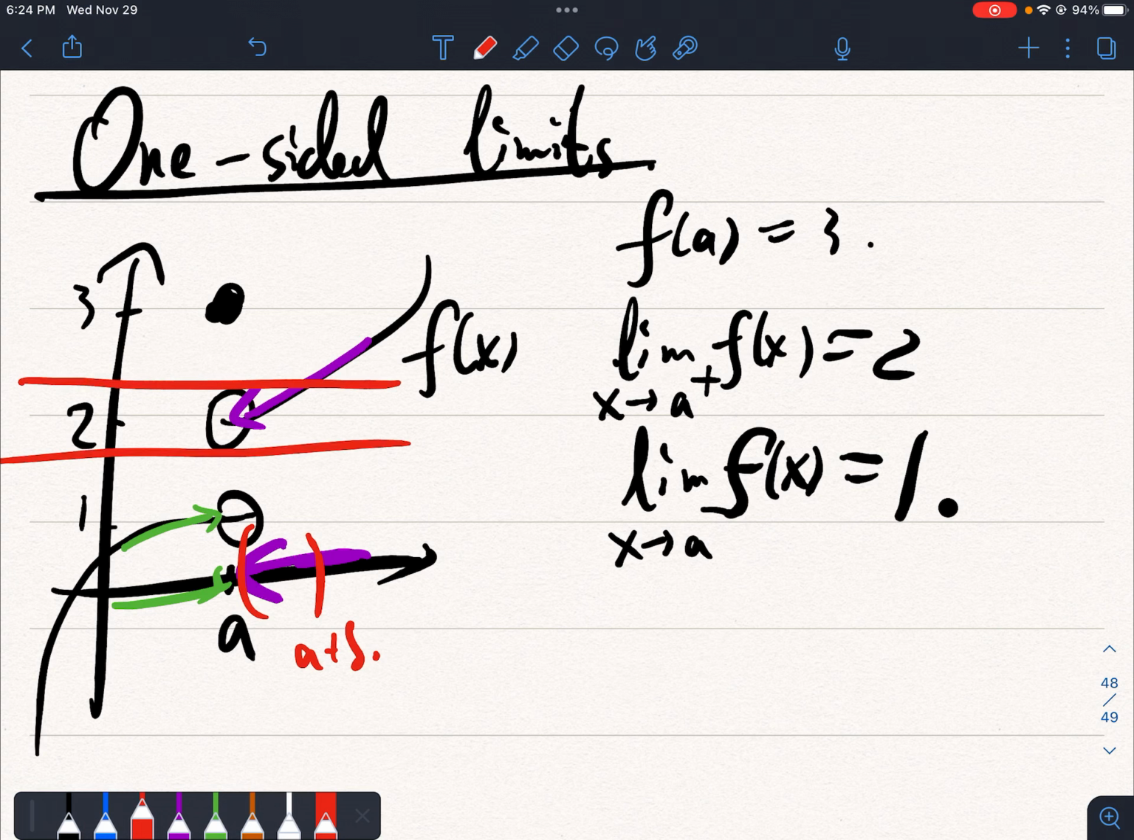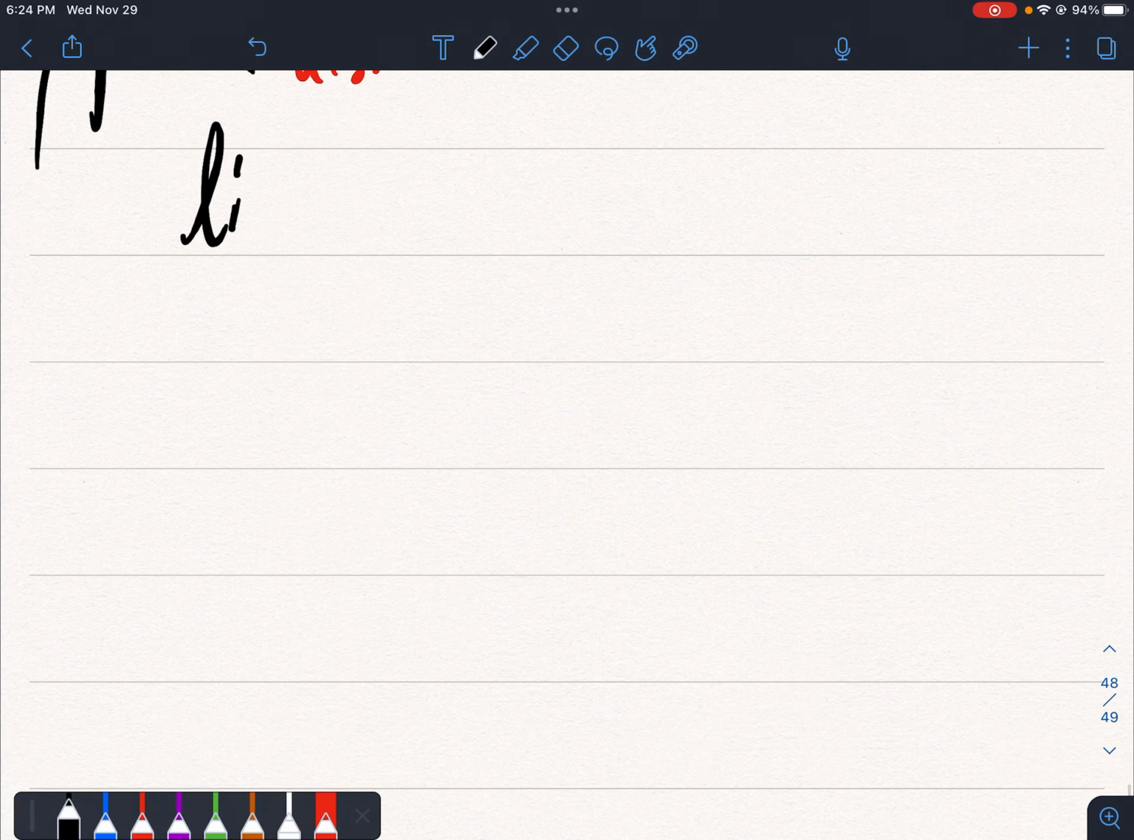So for example, when we define the right limit is equal to 2, then for every epsilon bigger than 0, we can find some delta bigger than 0, such that for all x on the right part of this deleted neighborhood, so we only look at the right of a, which is from a to a plus delta, we want this to be true: the distance from f of x to 2 is less than epsilon.